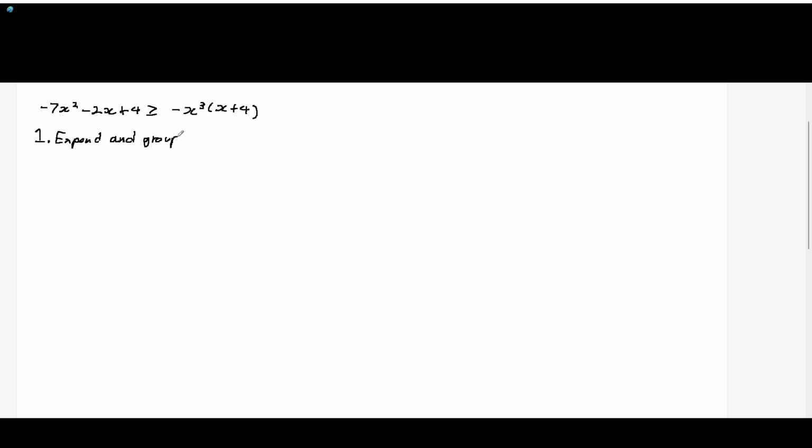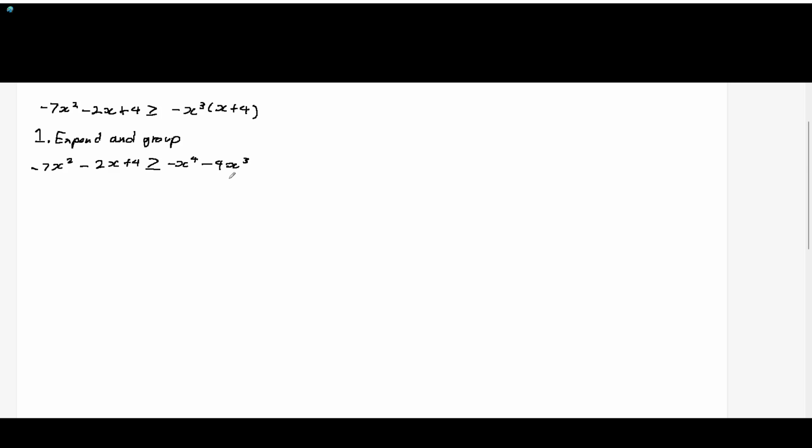So to do this, we'll be using FOIL to expand this. FOIL is used in, I believe, sixth grade. So when you're pretty young, so this should be simply review. So when we expand it, we have negative x to the 4 minus 4x cubed. Now to group it, we treat this like an actual simple equation, as if there's an equals sign and one side is going to equal 0.